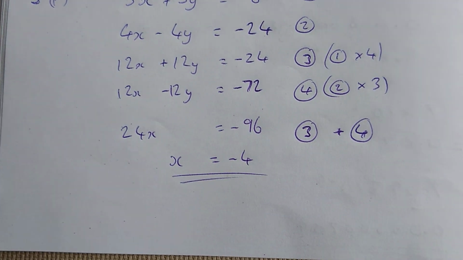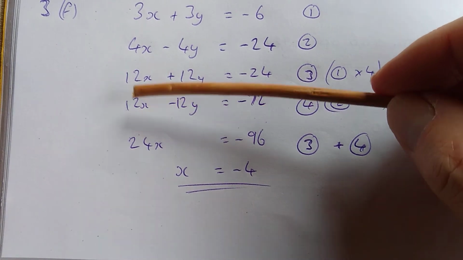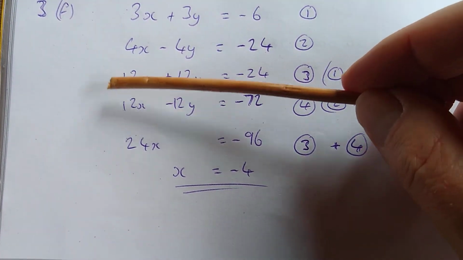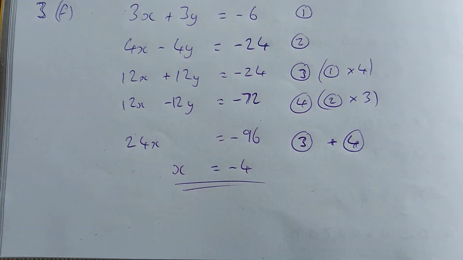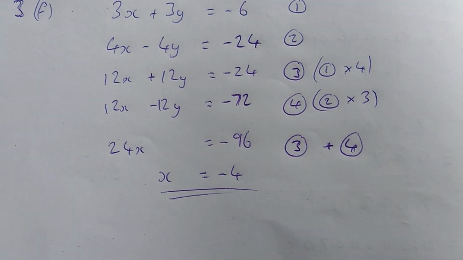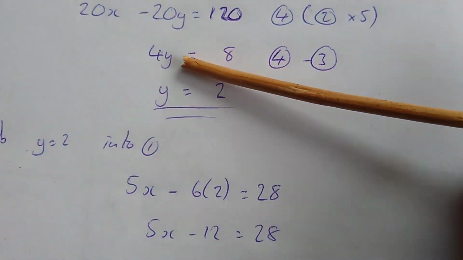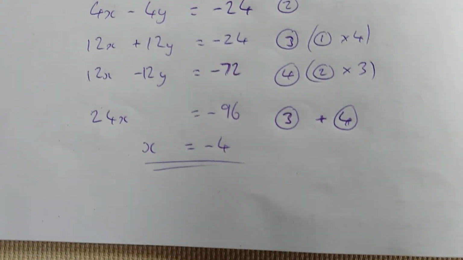Right, I've actually decided to eliminate the y's this time. I could eliminate the x's. I have a 12x and a 12x, so if I do equation 3 minus equation 4, that would eliminate the x terms. That would be totally okay. If you've done it that way, that's fine. I've decided this time to eliminate the y's just because in the first one I eliminated the x's. I'm just trying to show you that it works either way.